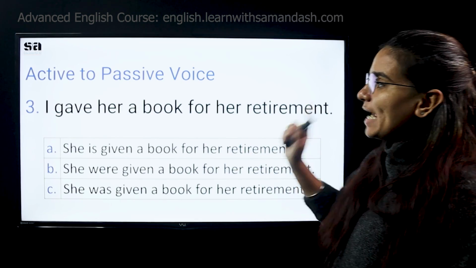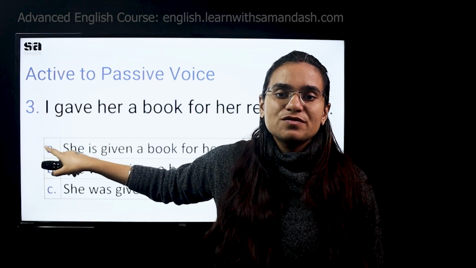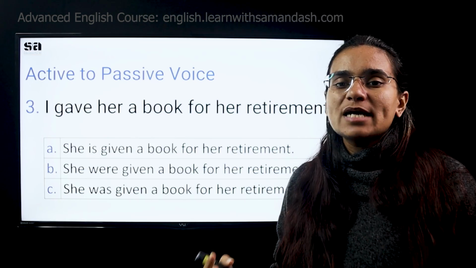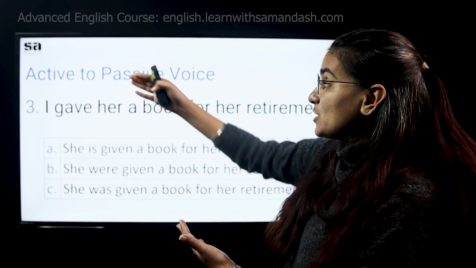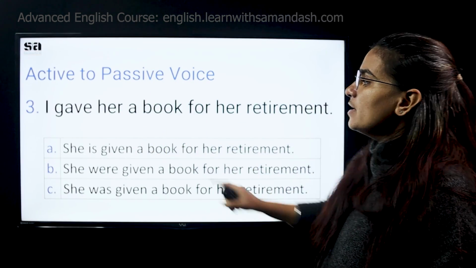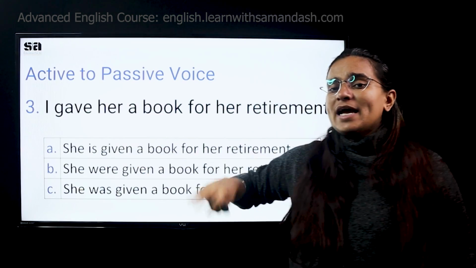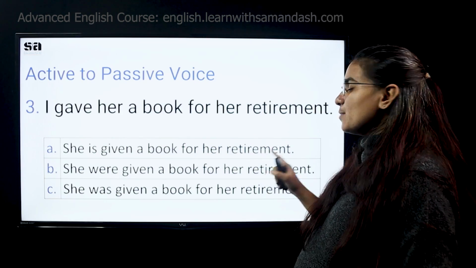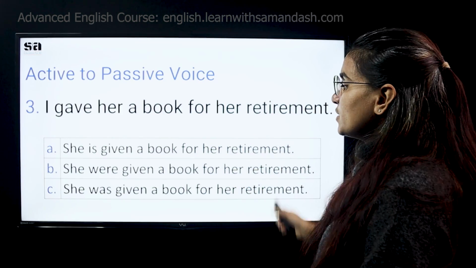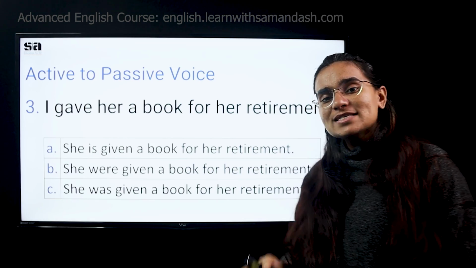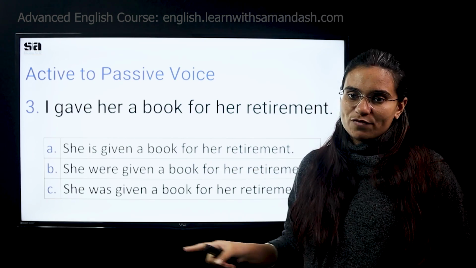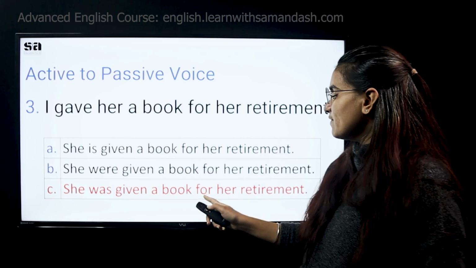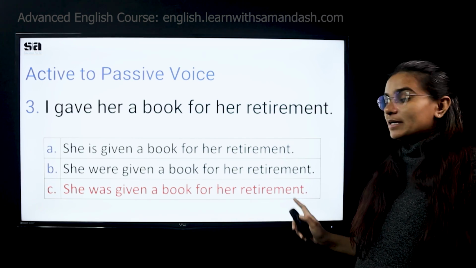Okay? So generally in active voice, the subject always comes first. But in passive voice, the subject goes to the end, or sometimes you don't even write the subject. That's what active passive means. But here we have a subject, we have a verb, and we're doing a certain sort of action there. So what could be the correct answer? She is given a book for her retirement. Is that correct? She were given a book for her retirement. Is that correct? She was given a book for her retirement. Is this correct? So your answer is, she was given a book for her retirement.